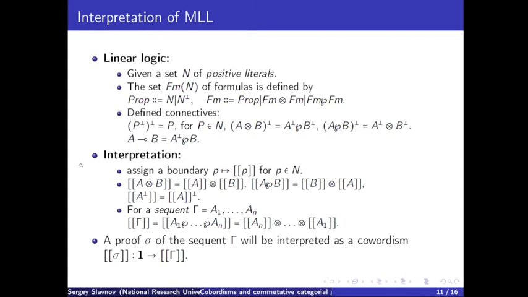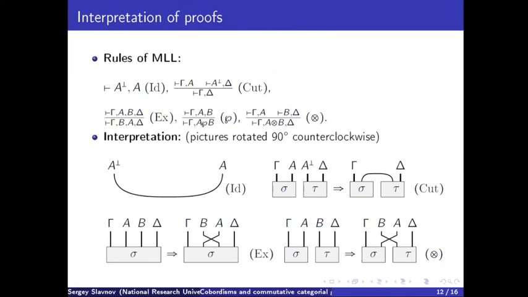Interpretation consists again in assigning a boundary to each positive literal, and then this extends to all formulas or types in an obvious way. So I note that par of linear logic will be interpreted as tensor with flipped factors. And the sequence will be interpreted as a big par, so it will be a tensor of its formulas in the opposite order. And proofs will be interpreted as cobordisms. Again, I don't go into details, but here's a picture for the rules.